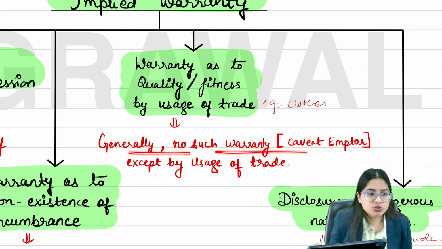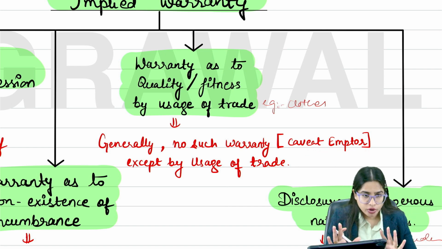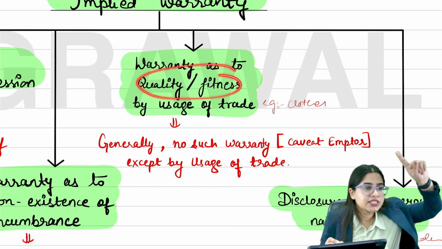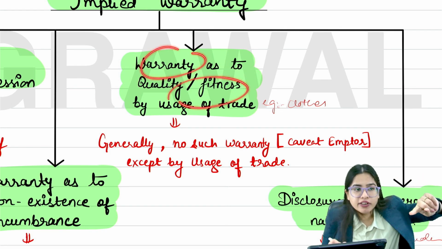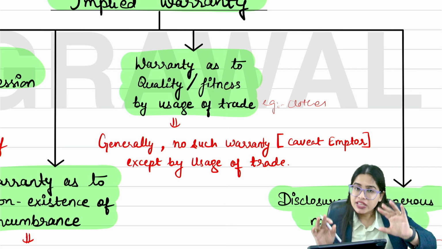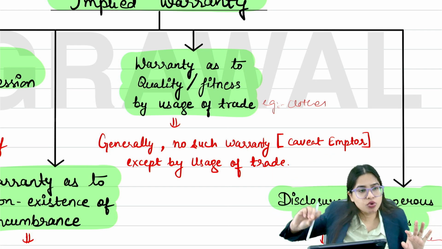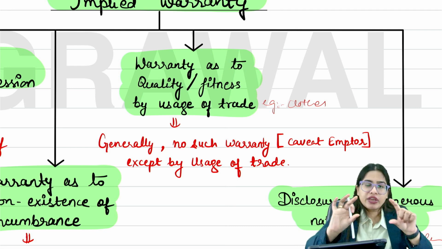So generally there is no such warranty, because generally caveat emptor applies. Guys, we have already done condition as to quality and fitness, and warranty as to quality and fitness. In both, one point is there. Generally there is no condition as to quality or fitness, and generally there is no warranty as to quality or fitness. Why? Because of caveat emptor.